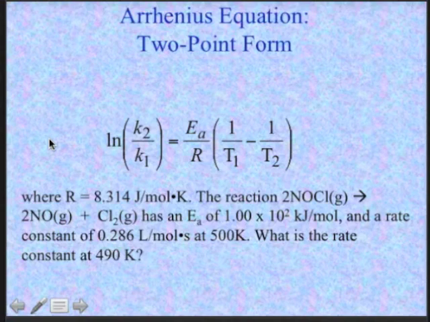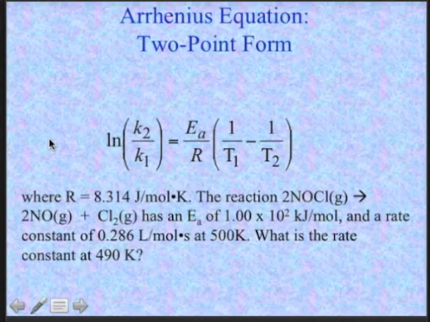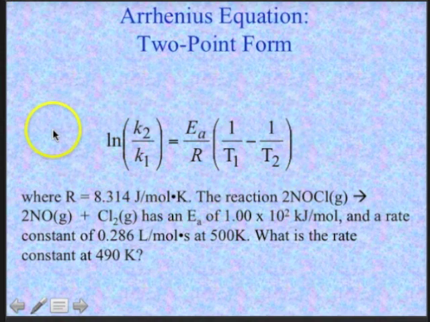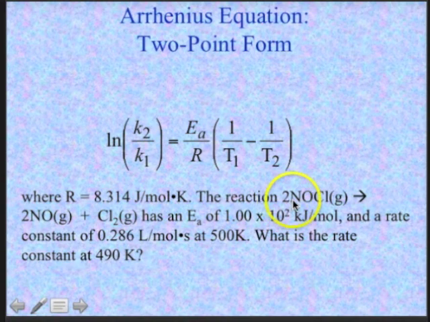There is also a two-point form for this where you don't have to plot a graph to get the activation energy. The form of this, which will be given to you, is as shown here, where R equals the gas law constant. The reaction 2NOCl yields 2NO plus Cl2 has an activation energy of 100 kilojoules per mole and a rate constant of 0.286 at 500 K. What is the rate constant, k, at a temperature of 490 Kelvin?